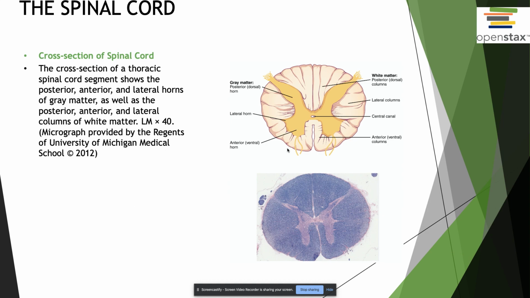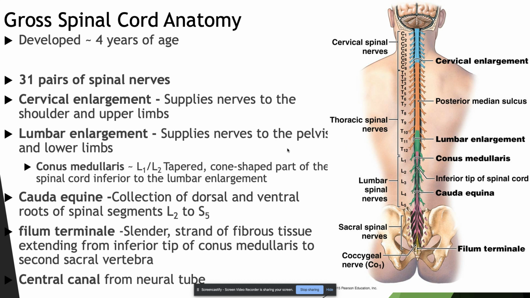So the adult spinal cord measures approximately 45 centimeters, or about 18 inches, in length, and it has a maximum width of roughly 14 millimeters, or about half an inch. The spinal cord is located within the vertebral foramen, also known as the vertebral canal. Talking a little bit about the anatomy of the spinal cord.